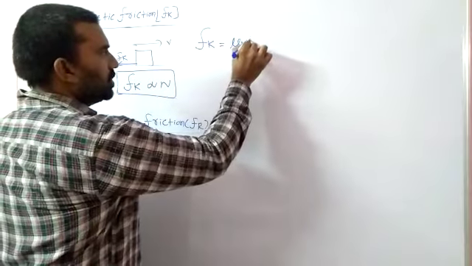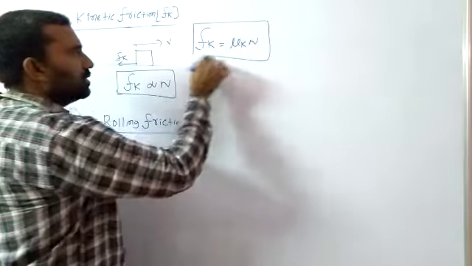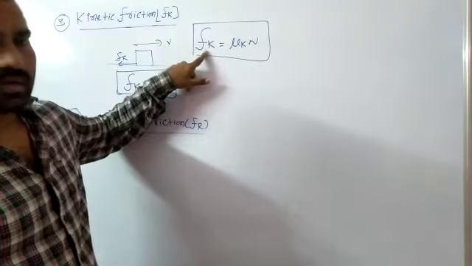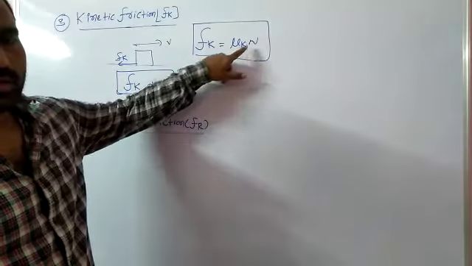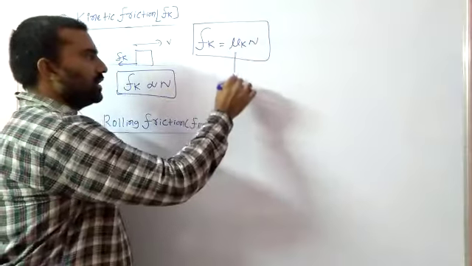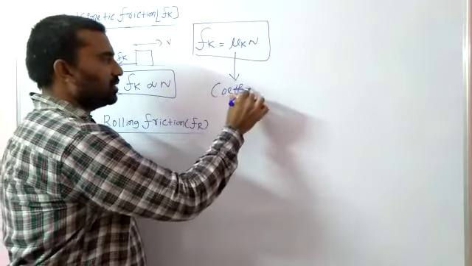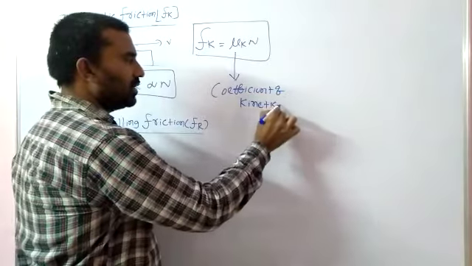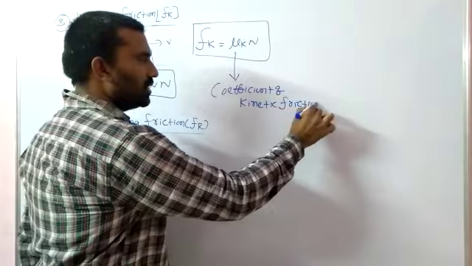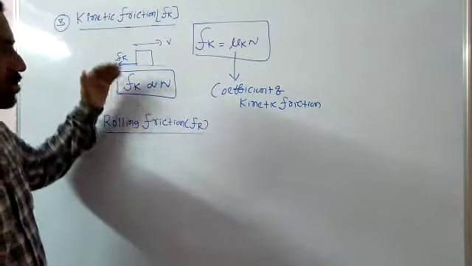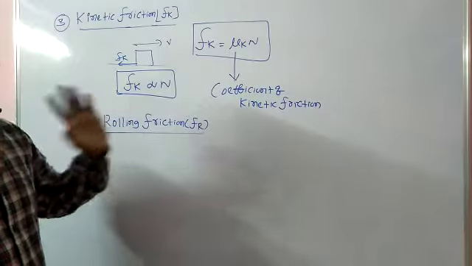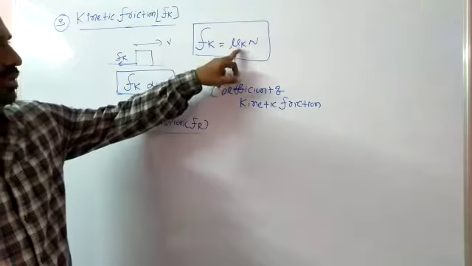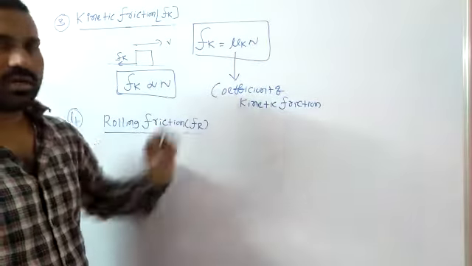Therefore, the kinetic friction is equal to a constant mu k into N. Here, this mu k is called the coefficient of kinetic friction. Whenever a block is in motion, the friction force present is called kinetic friction. Fk is equal to a constant mu k into N, and mu k is called the coefficient of kinetic friction.